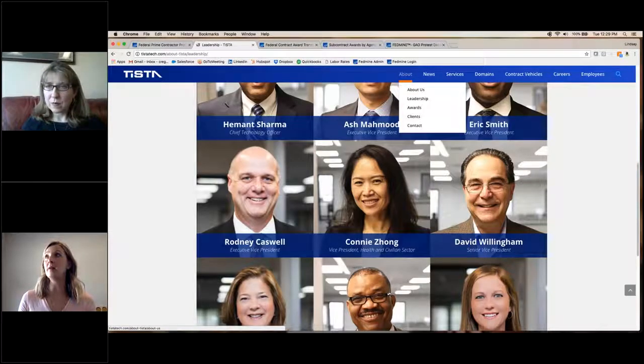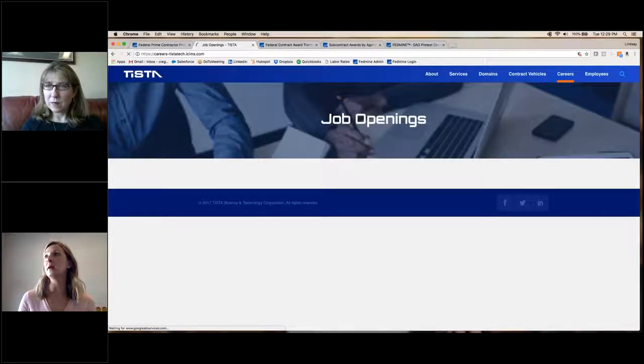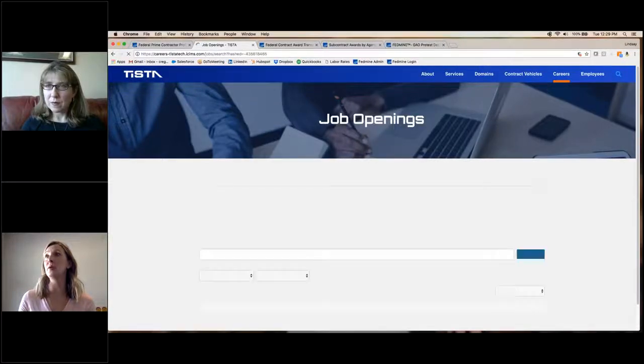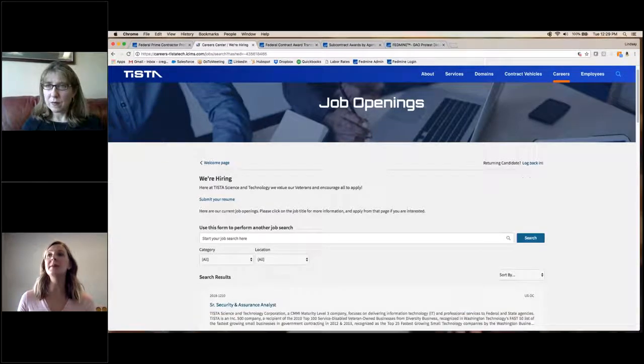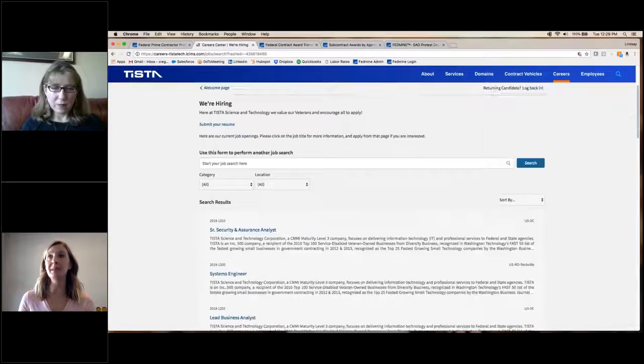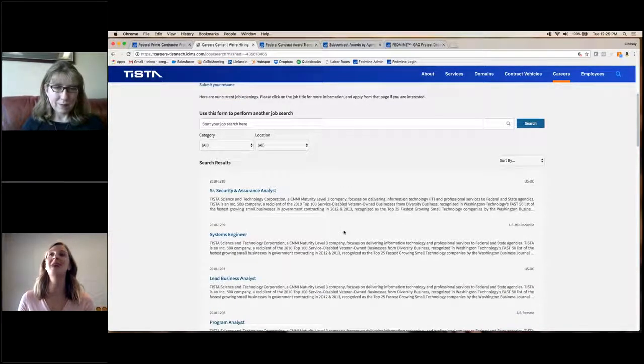And then the other thing that I wanted to take a look at is, do they have any certifications? It might not be touted right here where you can see it in their website, but sometimes if you go to hidden places like job openings, you can see here that they are a CMMI maturity level 3 company, so they have that certification.